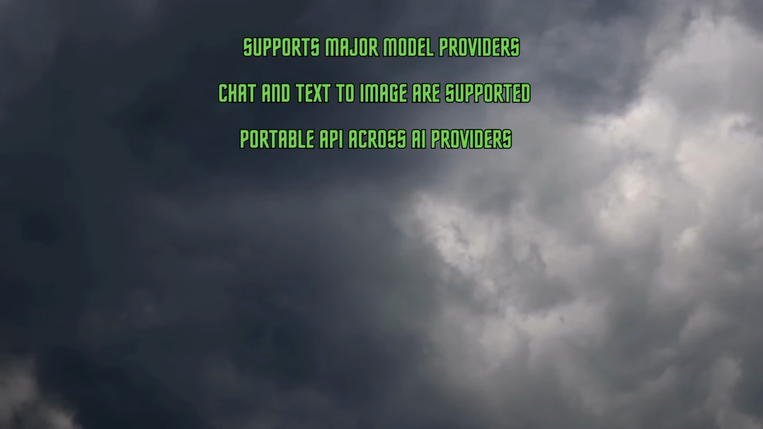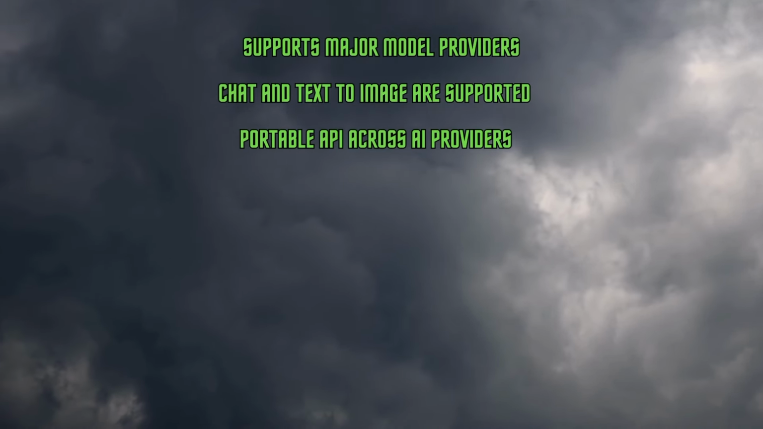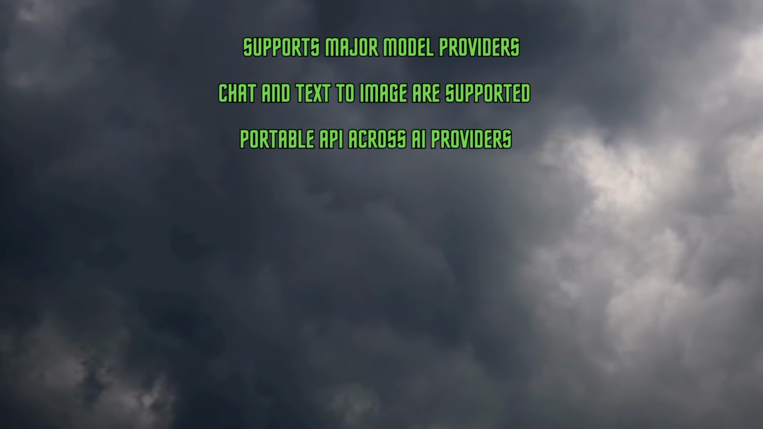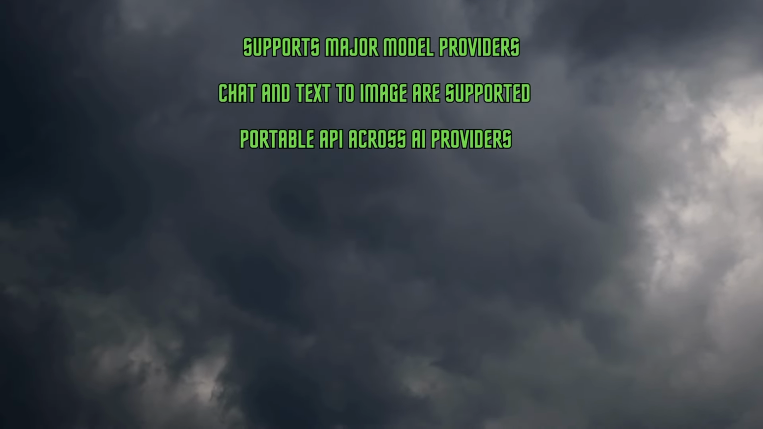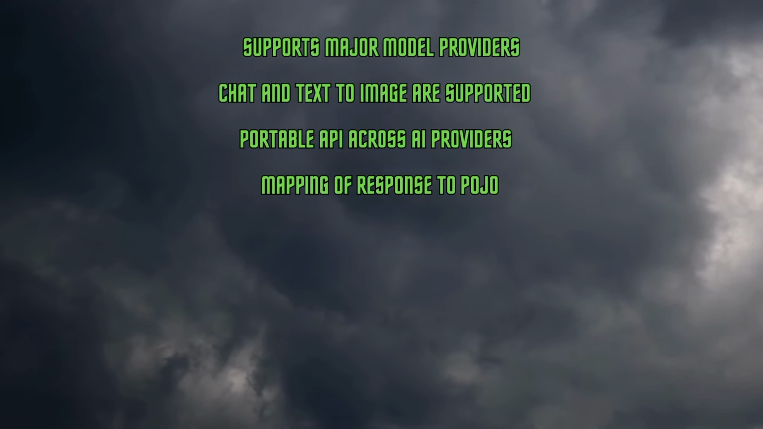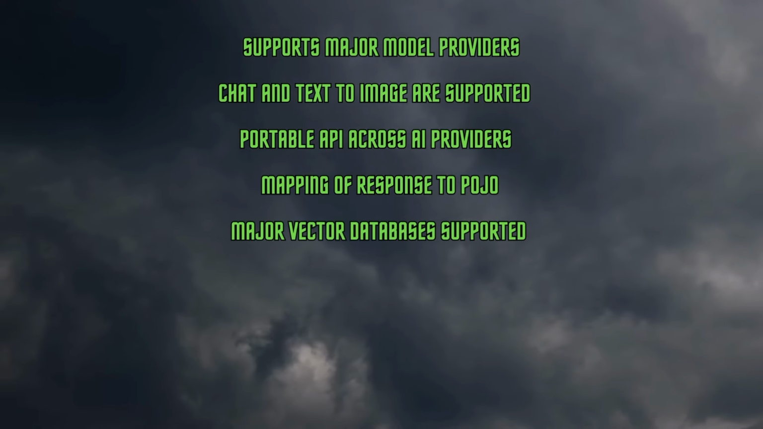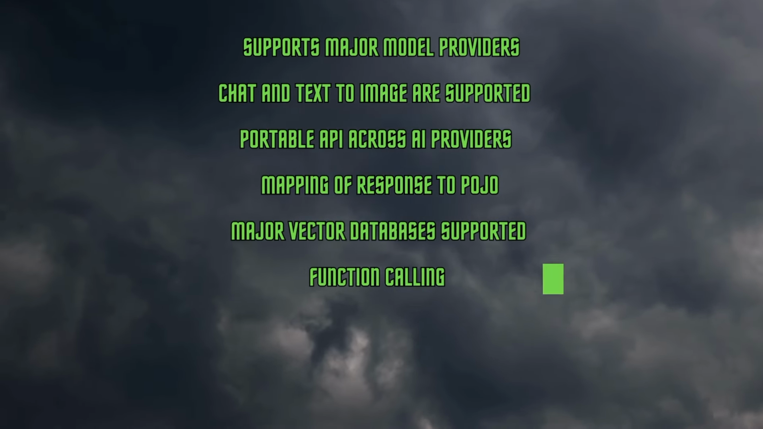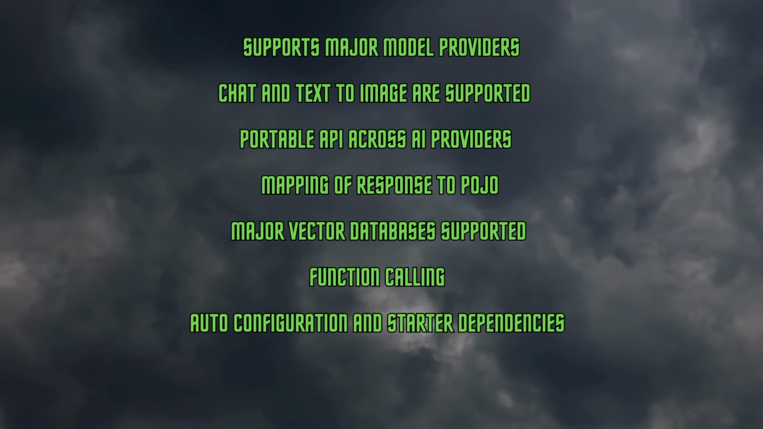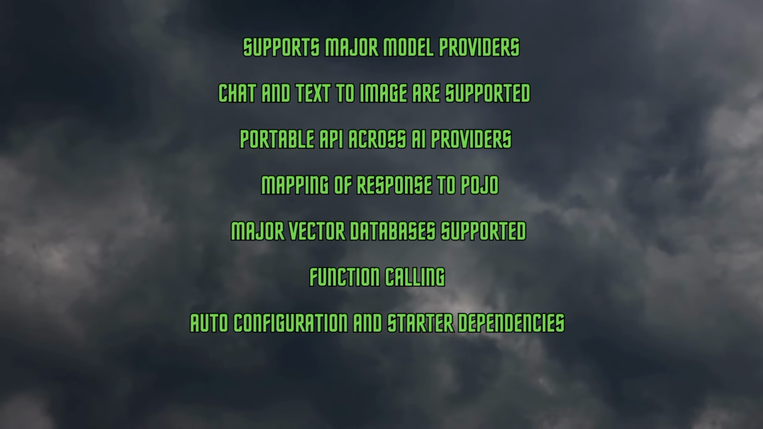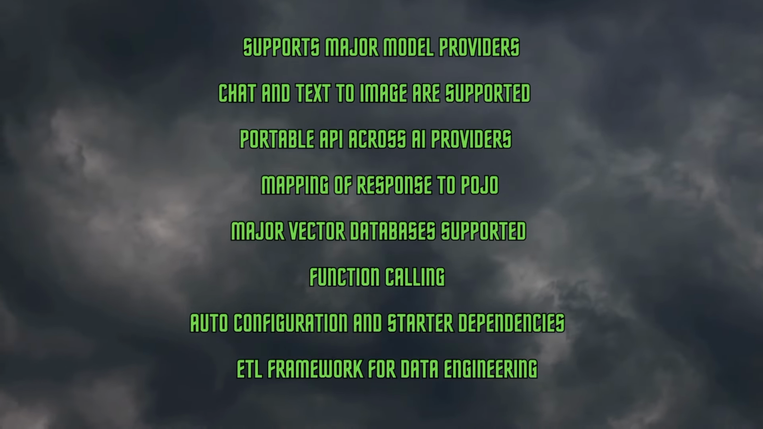Spring AI supports portable APIs across AI providers for chat and for embedding models. Both synchronous and stream API options are supported. It is also possible to tweak a model-specific feature. Another thing about Spring AI is it supports mapping of AI model output to POJOs. And another good part about Spring AI is it supports all major vector database providers. It also supports function calling, and of course, since we are using Spring, Spring Boot auto configuration and starters for AI models and vector stores are available. On top of all of these features, there is also an ETL framework for data engineering.